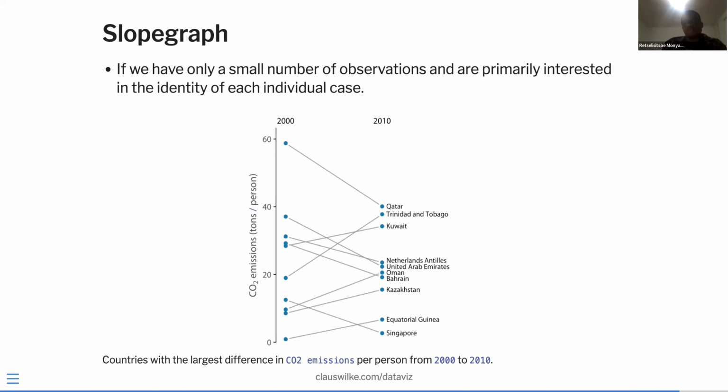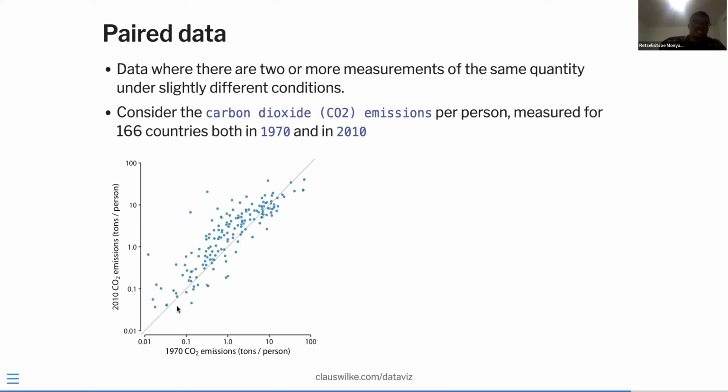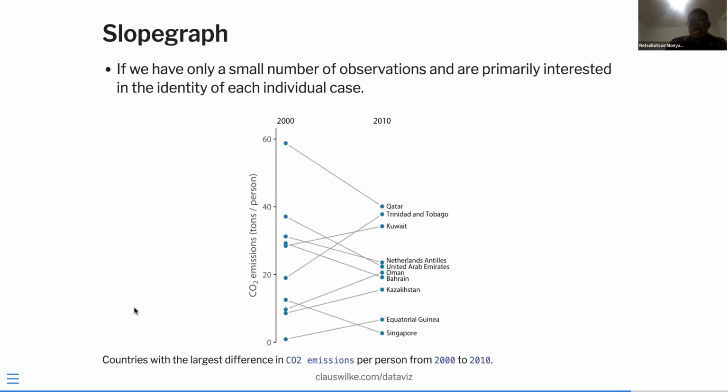And then he points out that if we have a smaller number of observations and we are primarily interested in the identity of each individual case, so here we are not interested in the general trend. Here, what this emphasized was basically how the emissions have changed from 1970 to 2010. But with a slope chart, we have a chance to focus on specific countries, for example. And I think this needs no explanation. Basically, you've got the CO2 emissions in 2000 and then again in 2010.